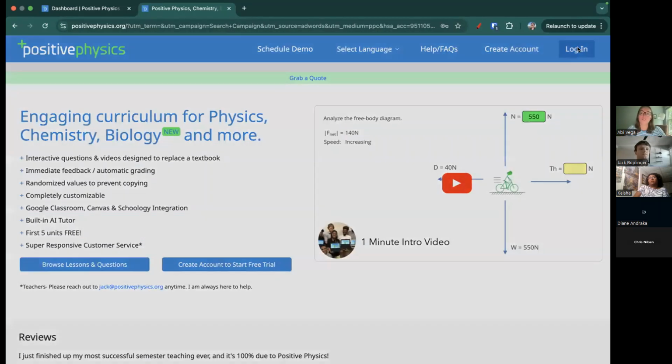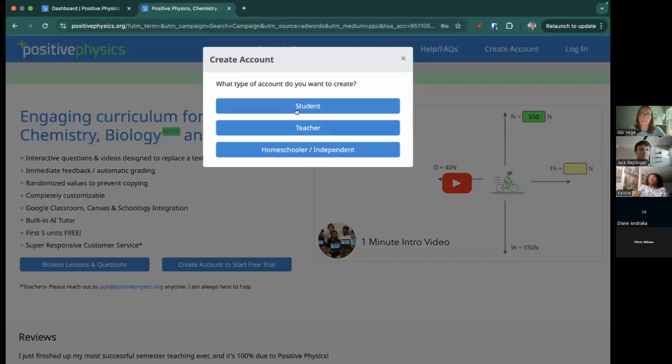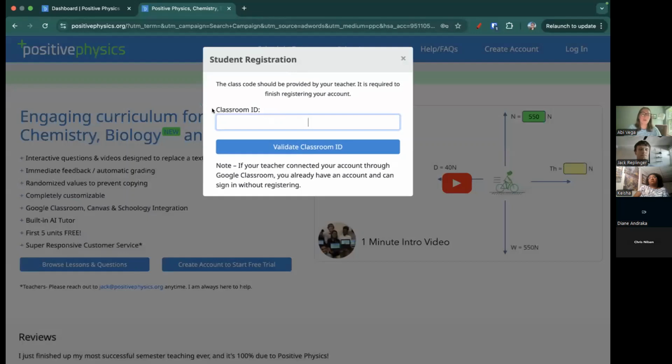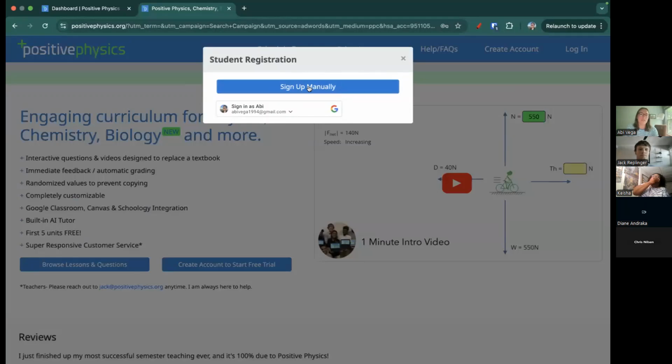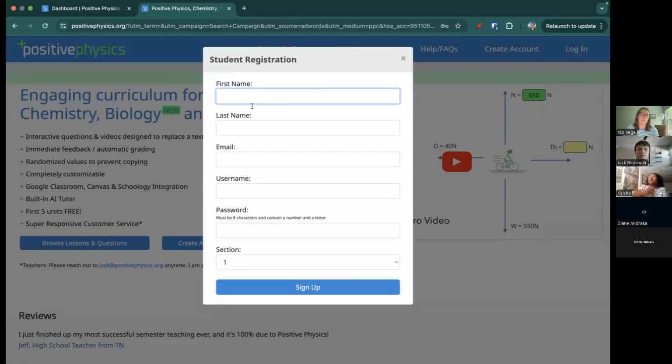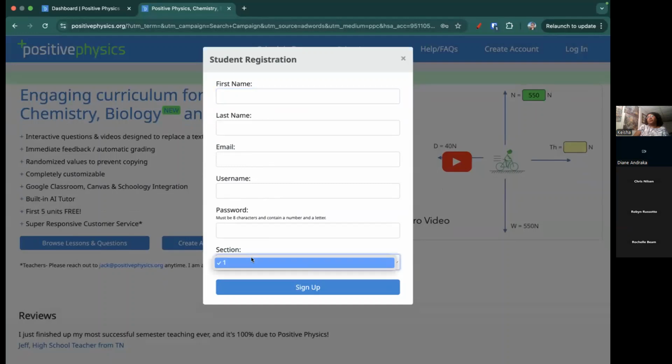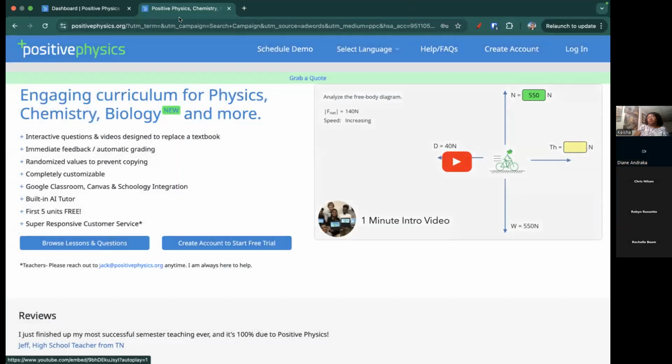And then when the students go to join, if you're making manual accounts, they'll click create account, click student, and then here they'll put in your personal classroom ID. Say mine is demo, that will connect the student to your classroom, and then they can sign up manually with their name, their email, a password, and choose which of your sections they're in. And then they'll have their account and it will show up in your account, that student and all their scores and all that kind of thing. So that would be a manual sign in there.